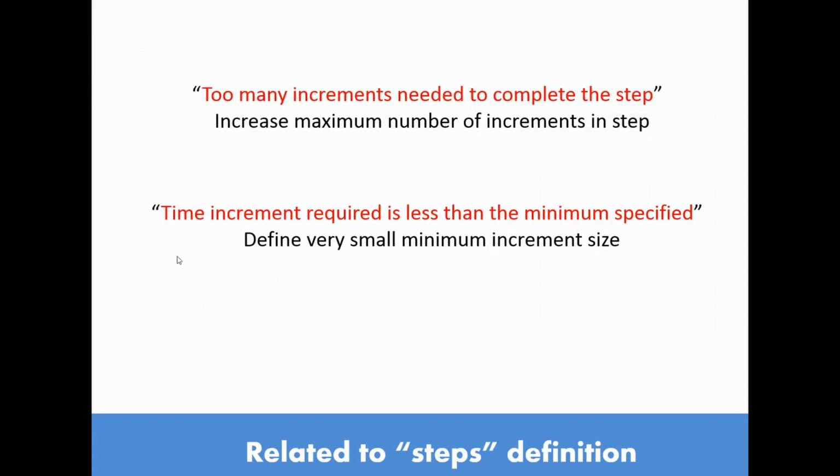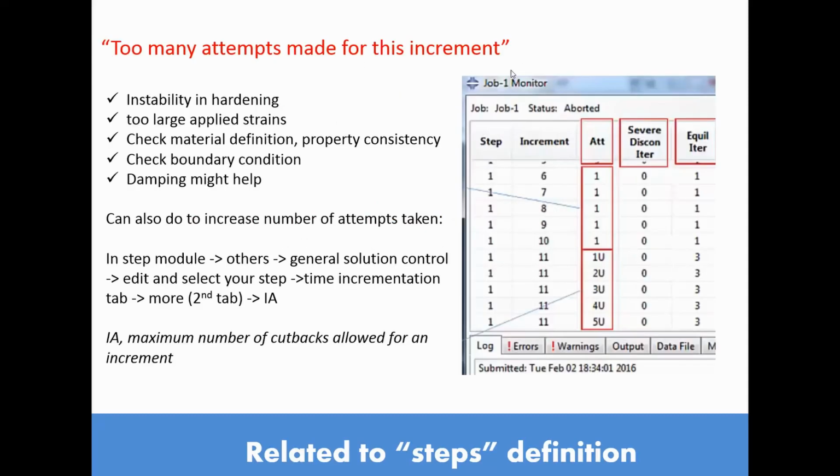We have literally eliminated these two errors, so that they will almost never happen, by reducing the minimum time increment and also by increasing the maximum number of increments. But for this error, of course, we made an attempt to eliminate it by increasing the number of cutbacks, but it is not certain that eventually you will get a convergence of your job, because there is a root cause, and some of the root causes are instability in hardening. That's what happened in our particular case.